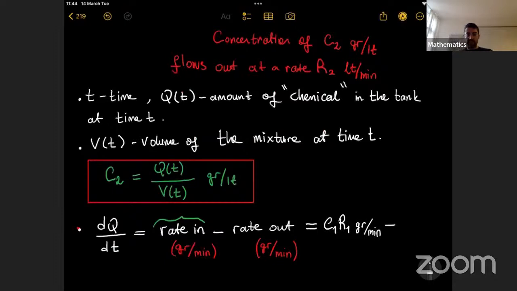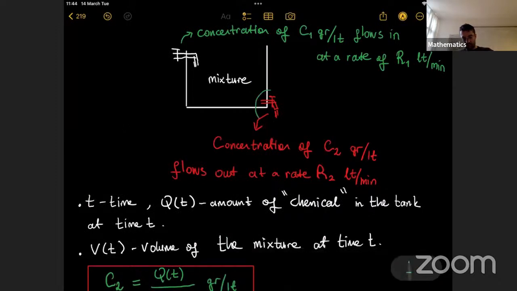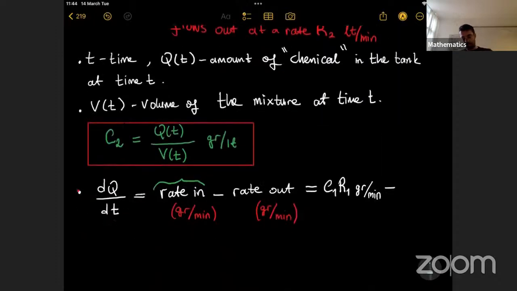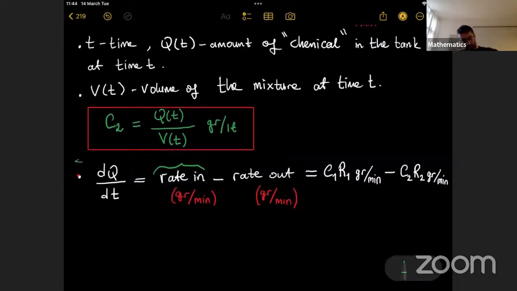Minus what is rate out? So some mixture flows out here, right? And what is the rate of this flow? Well, we have concentration C2 gram per liter and it flows out at the rate of R2 liter per minute. So if you multiply these two, it becomes C2 R2 gram per minute. So this is the equation we will use to solve this sort of problem.